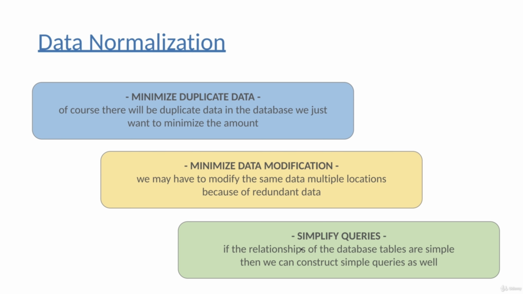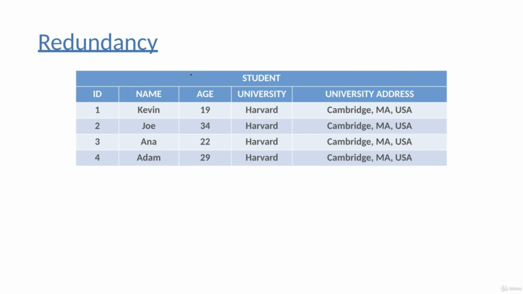If the relationships between the given database tables are simple, then of course we can construct simple queries as well. So for example, if we have a database table like this, is it going to work fine? Of course, we can do something like this. Here we have the ID of the students, the names, the ages, the name of the university, and the address of the university. We may ask, is it a clever way of storing data? Of course not. And you may ask why. The reason is quite obvious.